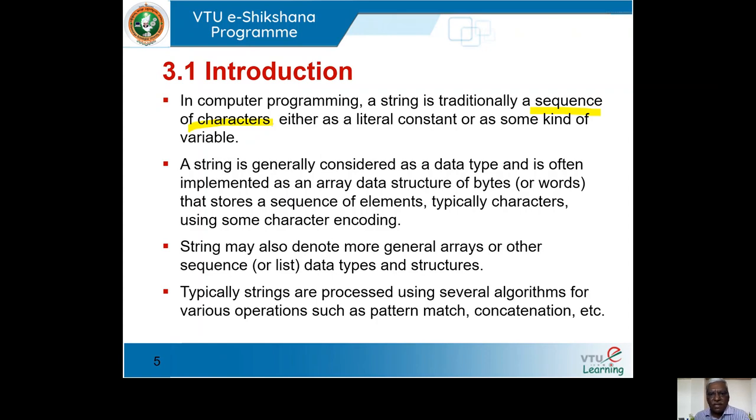And a string is generally considered a data type. So this is a primitive data type. For example, in C, I could declare a character, because I cannot declare a string straight away, but I have to use an array for that.